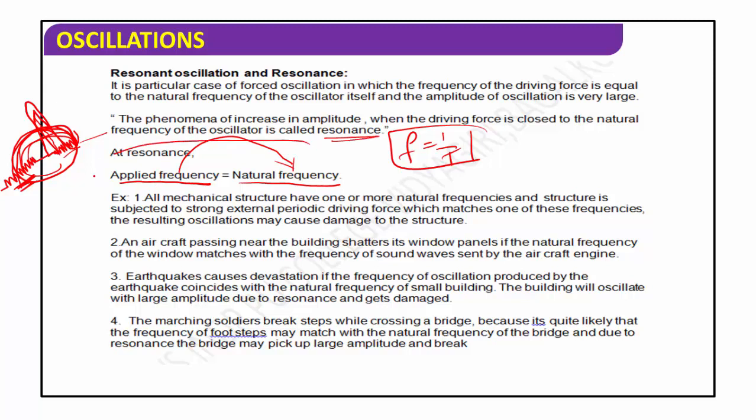All mechanical structures have one or more natural frequencies, and the structure may be subjected to an external periodic driving force which matches one of these frequencies. In the case of an aircraft passing near a building, its window panels shatter if the natural frequency of the window matches the frequency of sound waves sent by the aircraft engine. Earthquakes cause devastation if the frequency of the oscillation produced by the earthquake coincides with the natural frequency of a small building. The building will oscillate with a large amplitude, and due to that resonance, it gets damaged. It is a very simple concept.